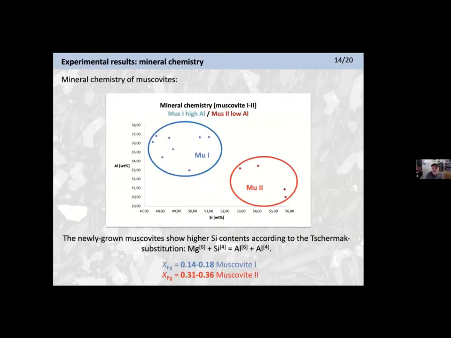Again, with the muscovites, we do have two generations of muscovites. The newly formed muscovites, muscovite 2, are silica rich, and they also contain a higher paragonite component, which is in accordance with the interpretation that paragonite and glaucophane, for instance, are forming by the breakdown of garnet and plagioclase.